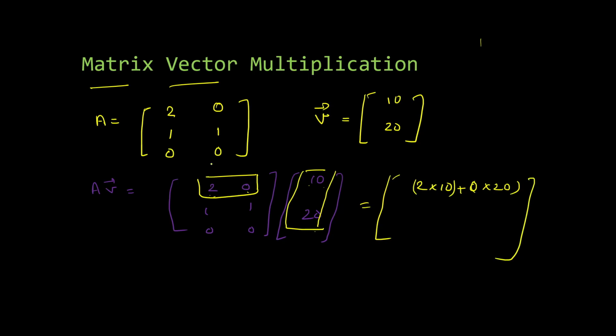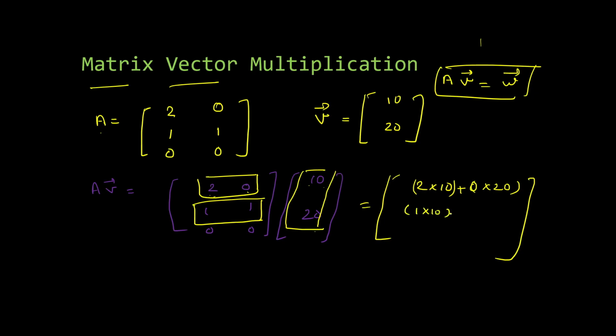The result would always be a vector. When we multiply a matrix with a vector, the result would be a vector. So we can write it like this. A multiplied by V would be some other vector W. And we want to see what the vector W is, right? Now we will look at the second row of the matrix. Second row is 1, 1. Again we will multiply these elements with the corresponding elements of the vector and we will add them together. So it would be 1 multiplied by 10 plus again 1 multiplied by 20 because the next element is also 1. Then the last row is 0, 0.